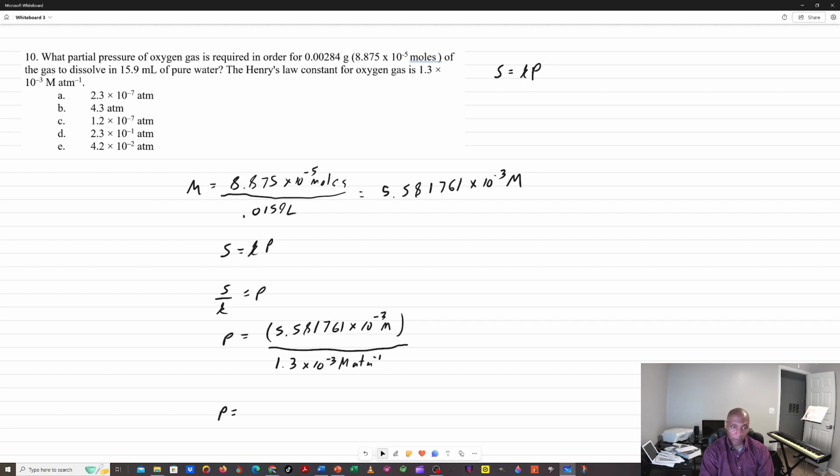Okay, so when I take 5.581761 times 10 to the negative 3 and divide that into 0.0013 equal parts, I get 4.29362 atmospheres. Okay, now let's see how many significant digits this is good to. It's good to 3 significant digits, so that's going to be equal to 4.29 atmospheres. Okay, yay. All right, so that's number 10.